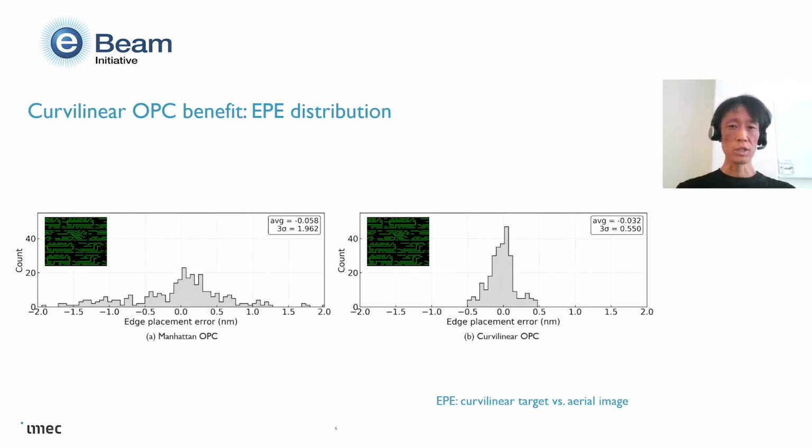Curvilinear OPC introduces a smooth edge transition and a larger solution space for the optimization. This allows optical correction to better match the desired contours. As shown here, the EPE hotspots are substantially reduced, resulting in a more uniform error distribution. These results suggest that curvilinear OPC can improve the pattern fidelity and reduce imaging sensitivity in advanced logic layouts.